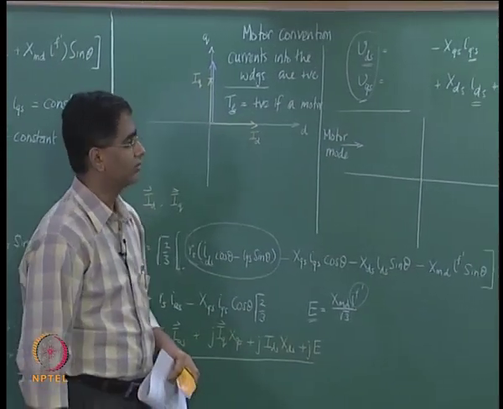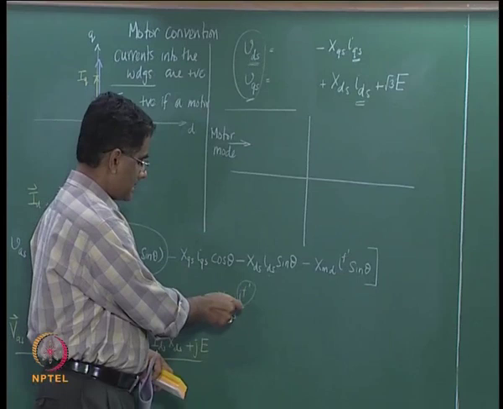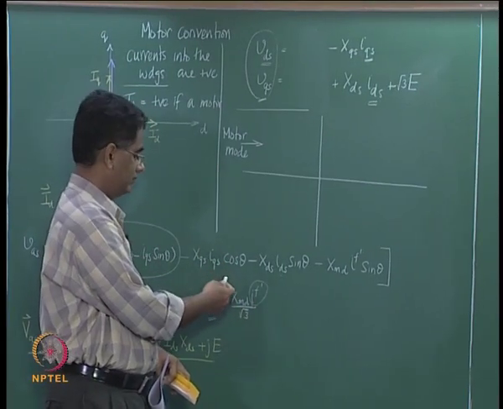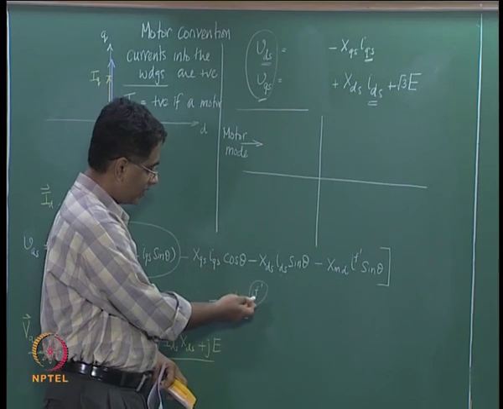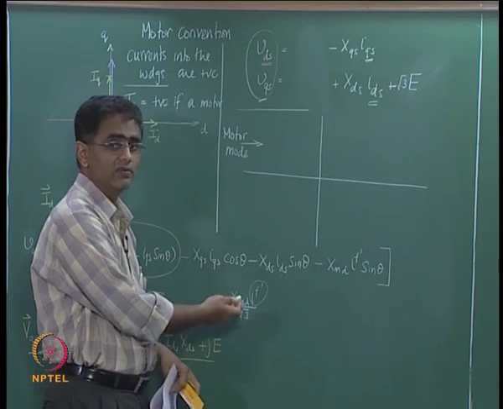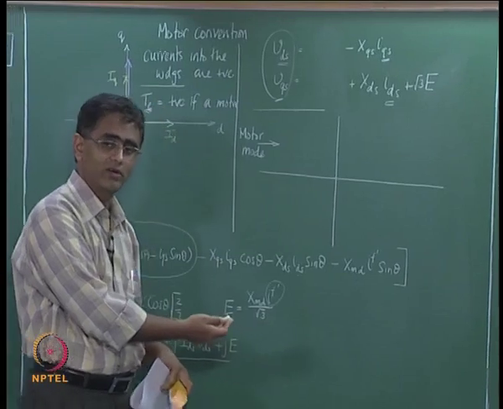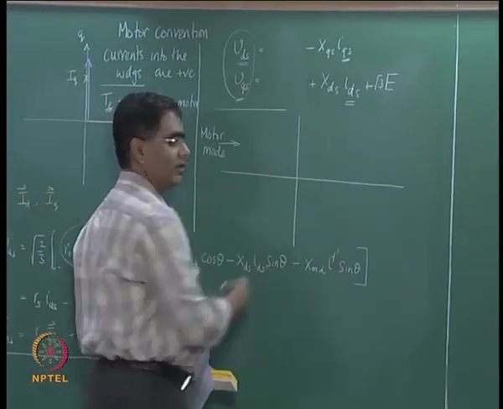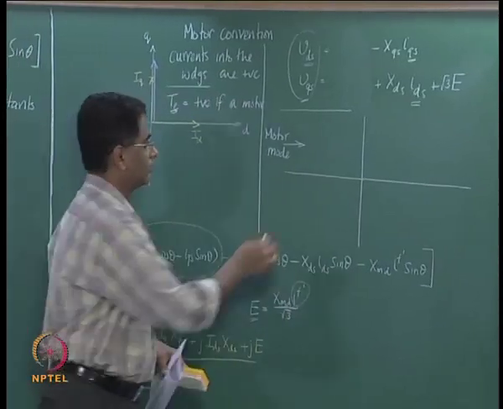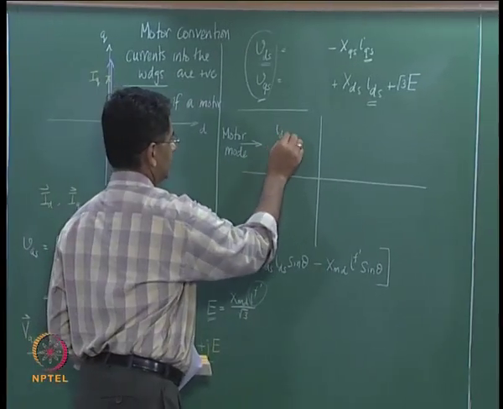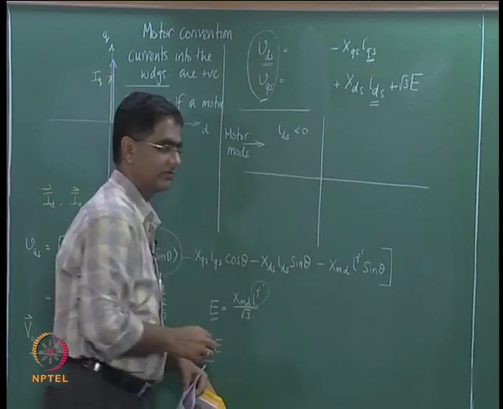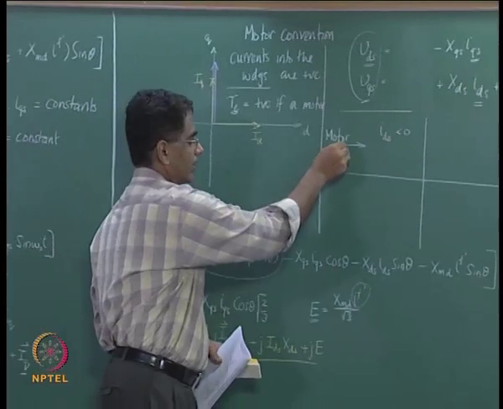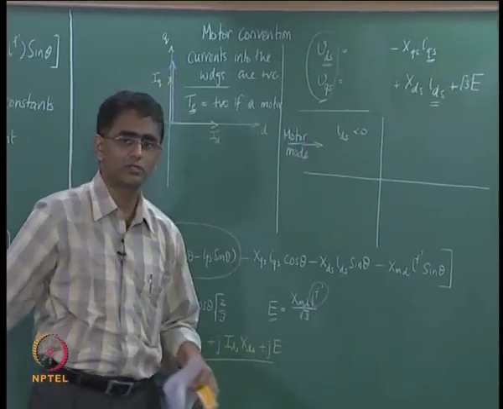In this mode, if you try to over excite this machine, that means field current is being increased from the level that was required for synchronization, IDS will become negative. So IDS is negative, and we are looking at it as a synchronous motor.